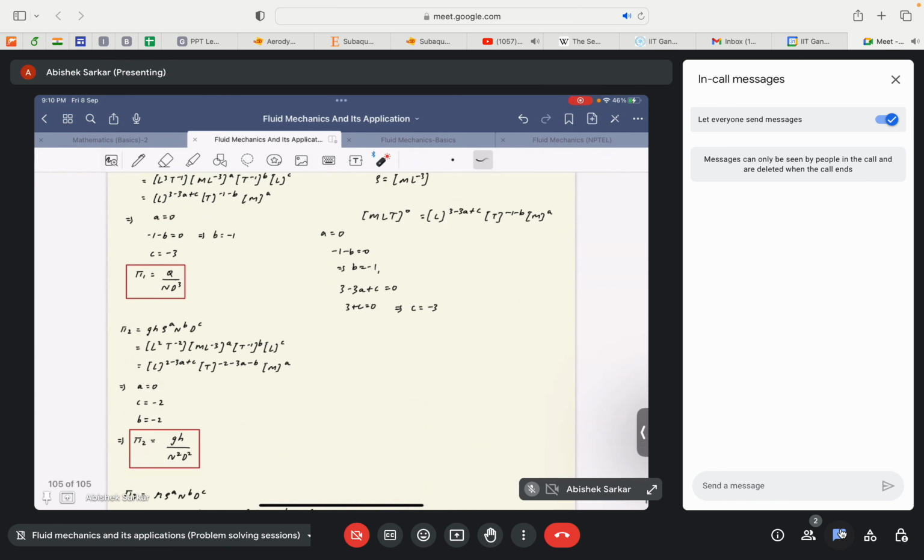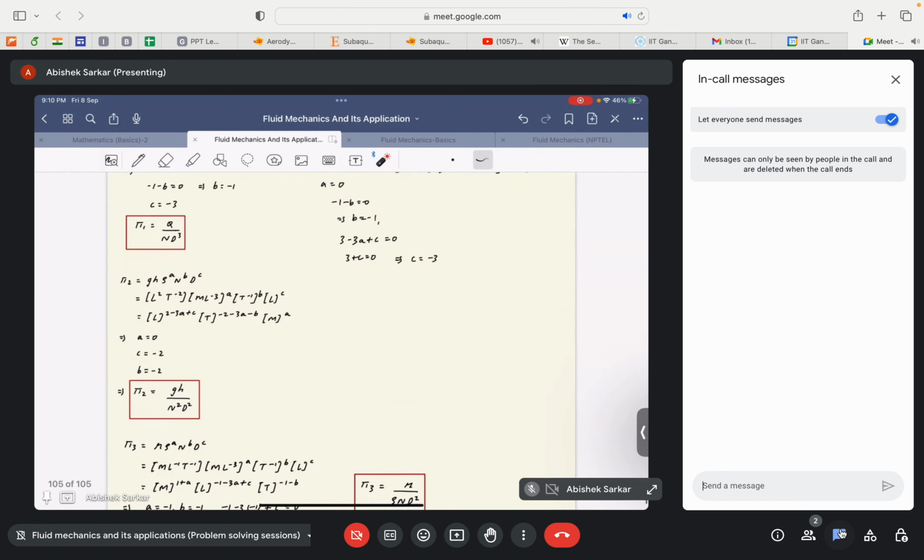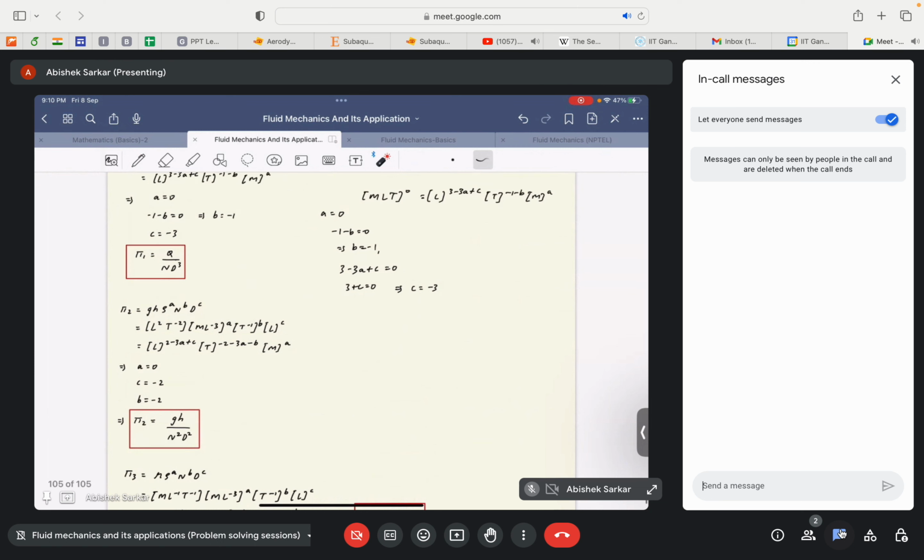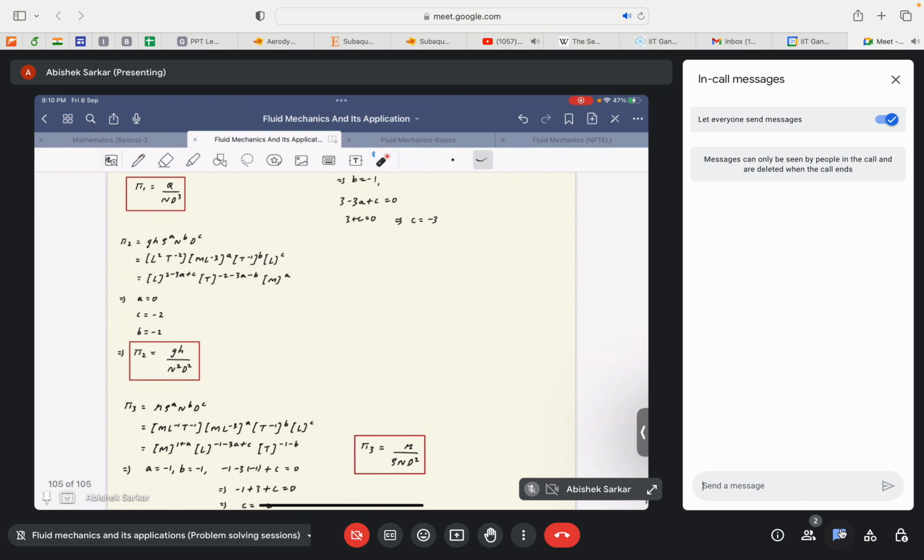Following similar steps, we get pi 2 equal to g h into rho to the a, n to the b, d to the c. We again dissociate g into its fundamental dimensions, and similarly for the repeating variables. From that we get that pi 2 is equal to g h by n square d square. This is again a non-dimensional number, or pi number.